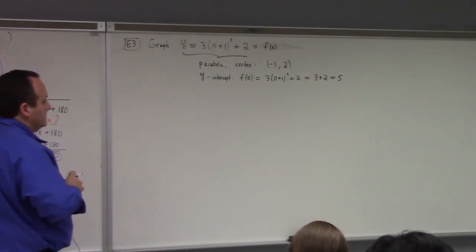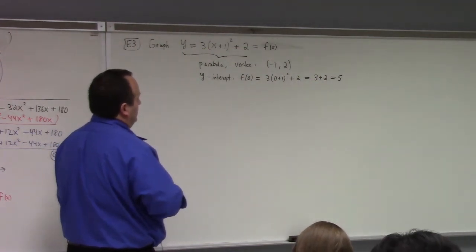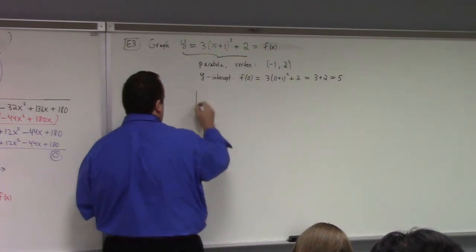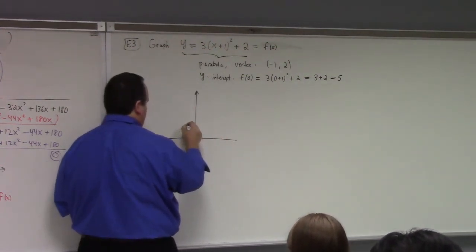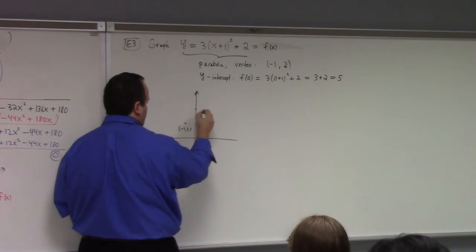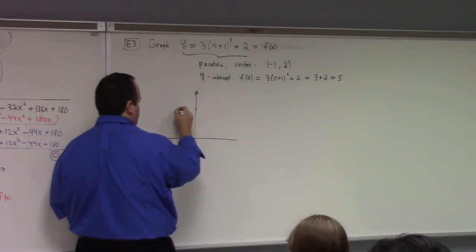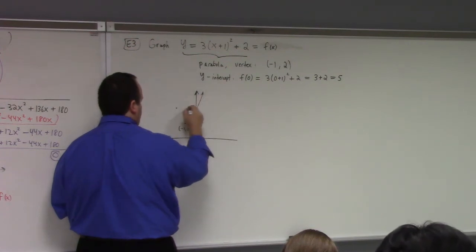Okay, now, so then what? We can graph it, right? So the vertex is at -1, 2, and it's got a y-intercept of about 5. It's symmetric about the vertex, right? So you can kind of see what it looks like from that.